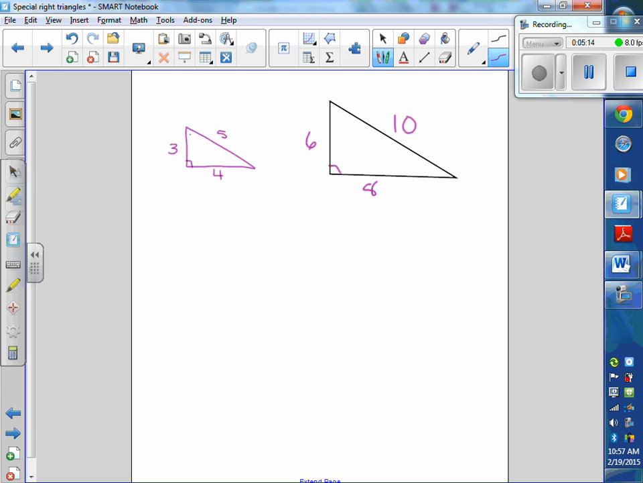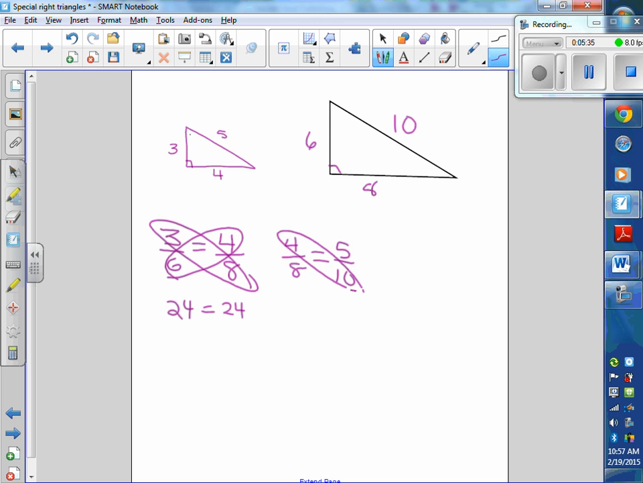Those are similar triangles because their sides are proportional. 3 is to 6 as 4 is to 8, right? And when we cross multiply, we get the same number. That's one way to look at it. And then you also know that 4 is to 8 as 5 is to 10. And when you cross multiply, you get the same number. Or even easier, in this case, all the ratios reduce to 1 to 2.